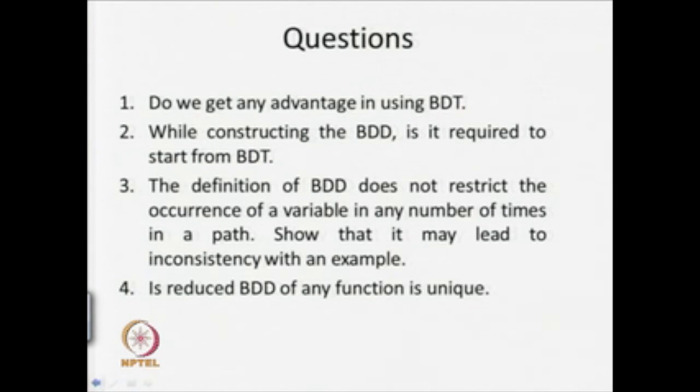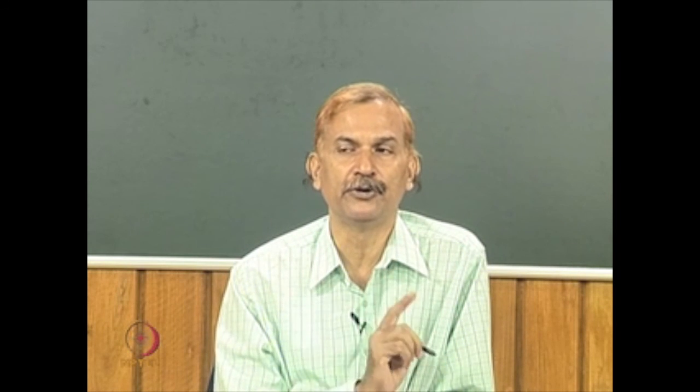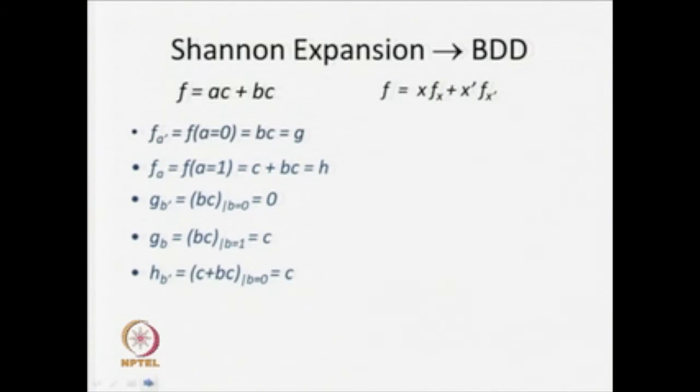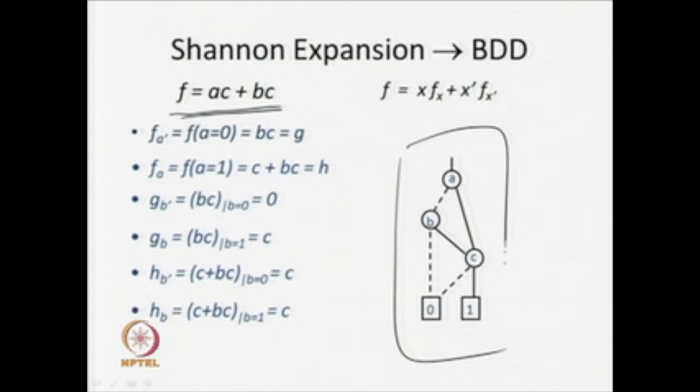Another question we are talking about is whether the reduced BDD of any function is unique. So, we are talking about BDD, and after application of the reduction rule, we are going to get the reduced BDD. Now, whether the reduced BDD representation of any function is unique, let us see. This is the function that we are talking about, f is equal to ac plus bc. So, a, b, c, and I am getting this particular BDD, and no more reduction is possible. So, it is a reduced BDD of the given function.